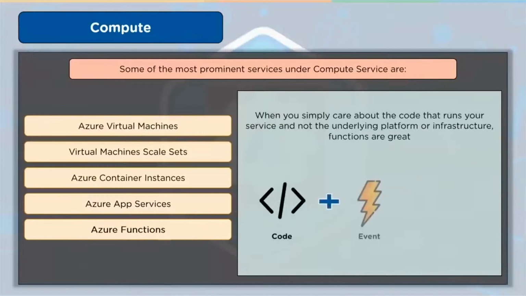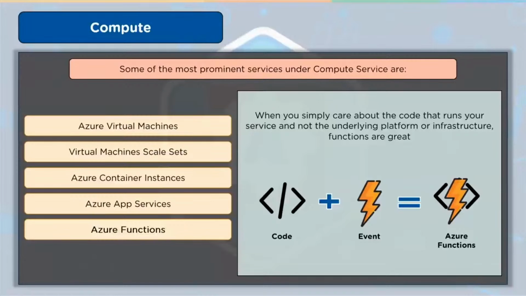And following that, we have Azure Functions. Functions are great when you simply care about the code that runs your service and not the underlying platform or infrastructure. They are frequently used when you need to respond to an event, typically via a REST request, a timer, or a message from another Azure service, and the job can be accomplished rapidly in seconds or less.